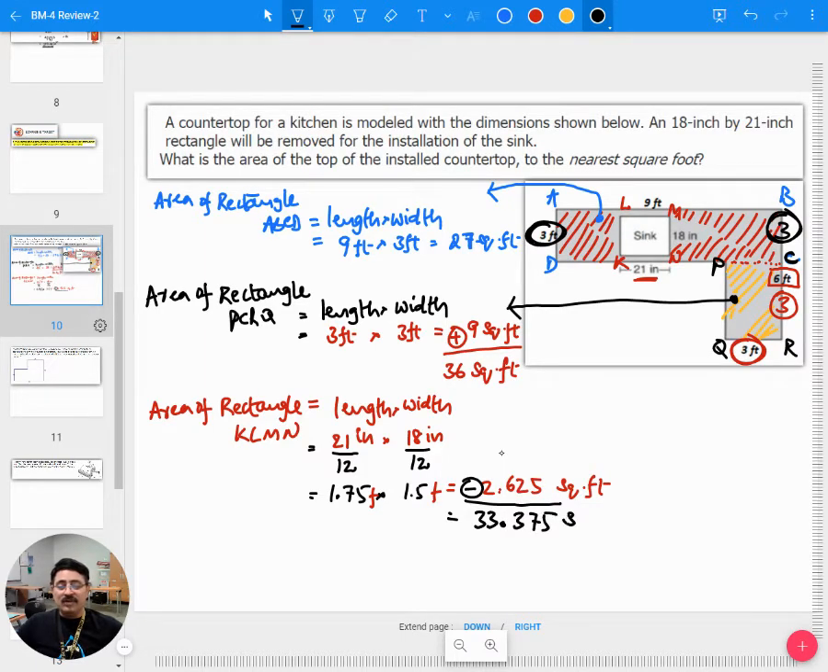33.375 square feet. The question is to the nearest square foot. Therefore, 33.375, if I round it, I hope you remember how to round the numbers. So it is, I would say, 33 square feet, very spacious kitchen countertop. Okay. So let's go to the next question.